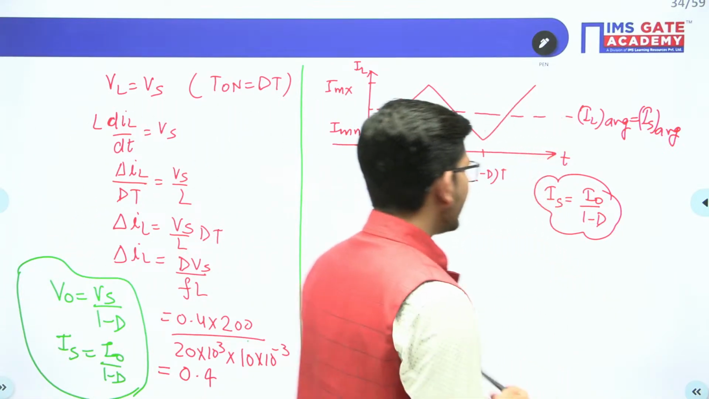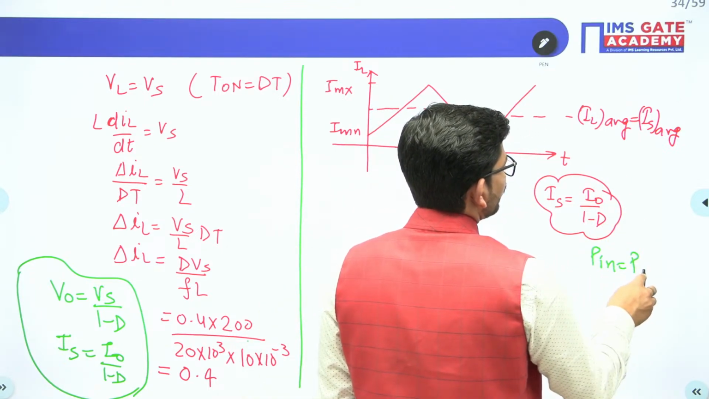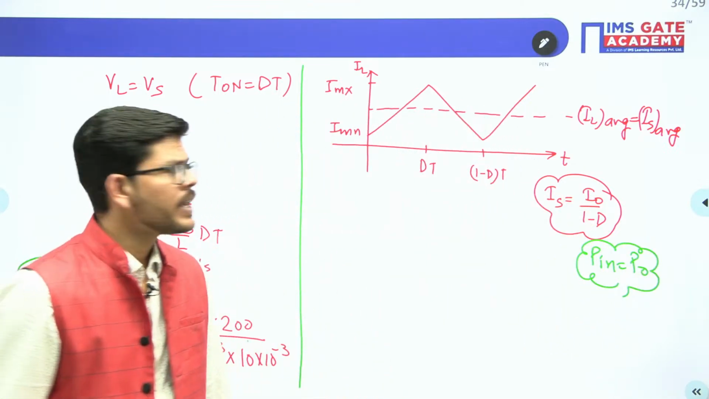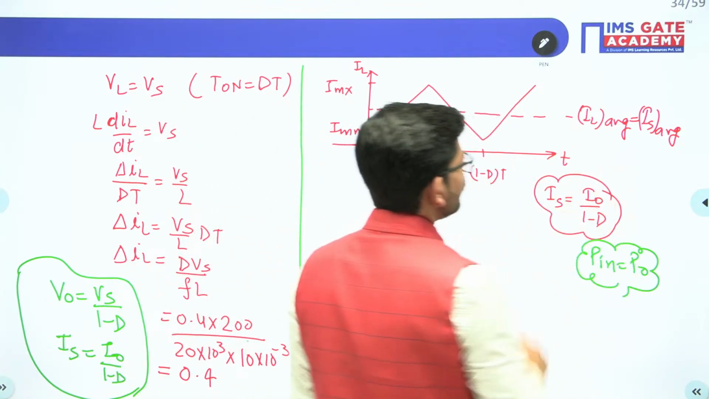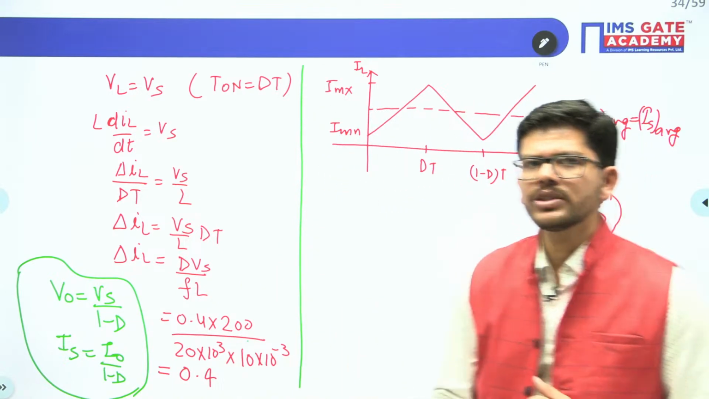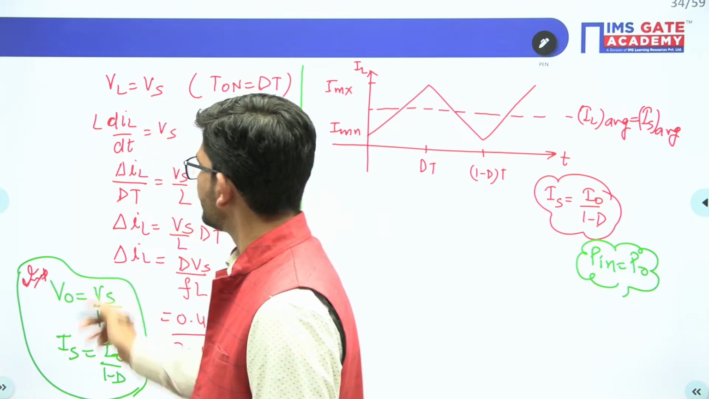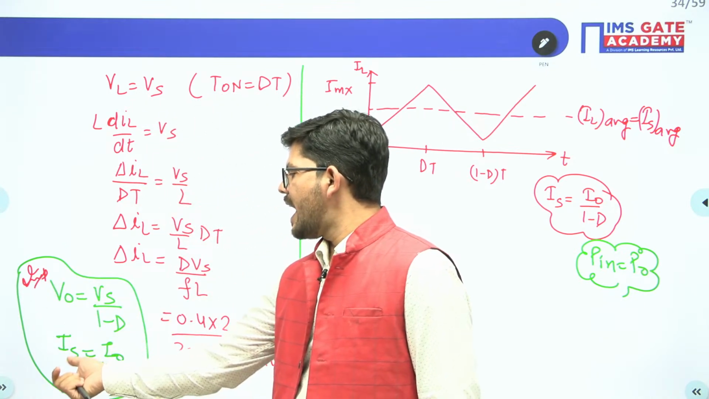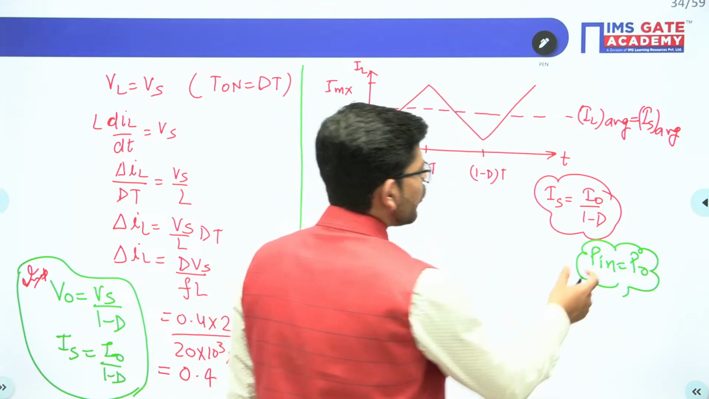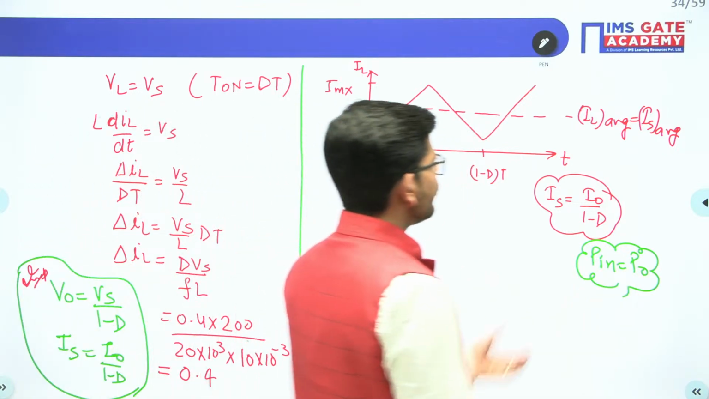If you want to really derive this expression, you can do one thing. You can do P input equals P output if you consider the losses to be negligible, and you will get this expression. Okay. So what is the IL average here? It is I naught upon 1 minus D. I hope this is clear to you. How can you approach calculating the source current? Either you can use this trick, whatever is the relationship between V naught and Vs, the same relationship IS and I naught will have. Or if you want to derive it, you can do P input equals P output, considering no losses, and you will get this expression.